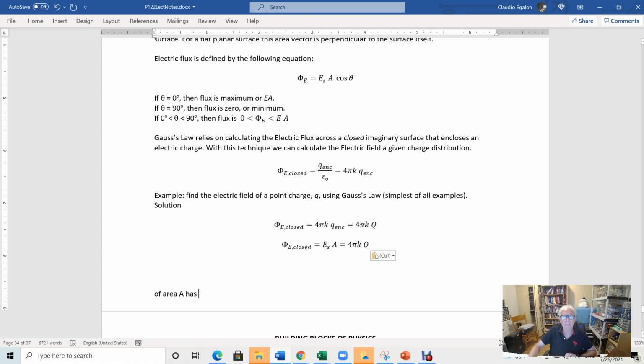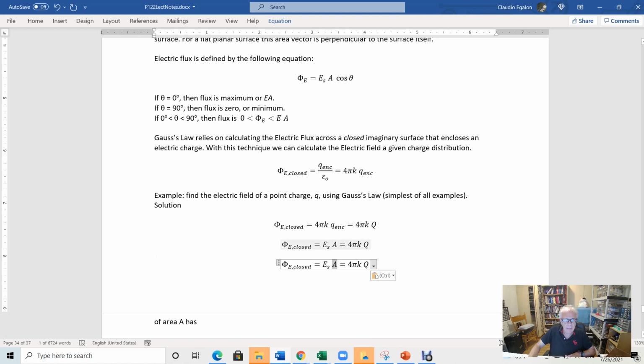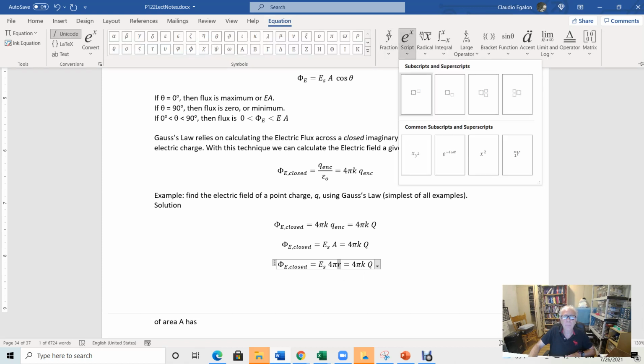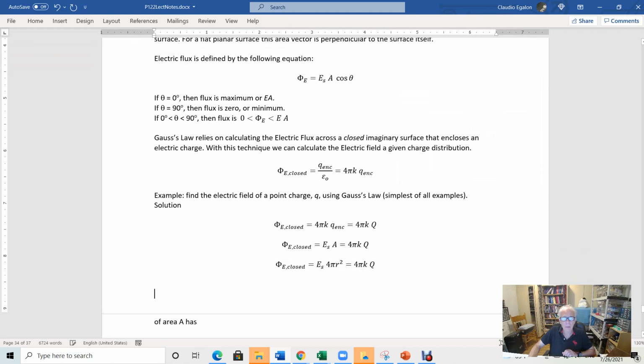Here you go. And then what do we do next? We calculate the area of my sphere. I already stated that it has a generic radius r, and the area of a sphere is going to be what? 4 pi r squared, that you get from geometry. And now we have this equation here to determine the electric field of my point charge.